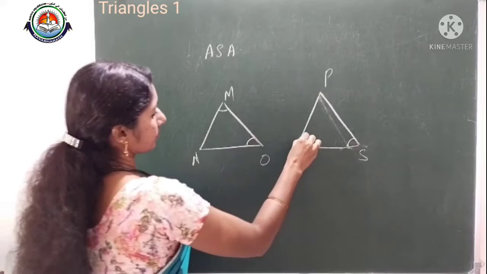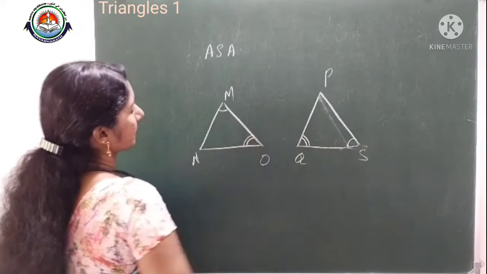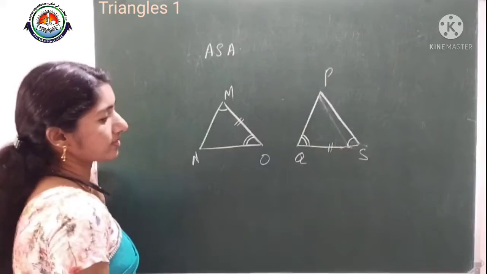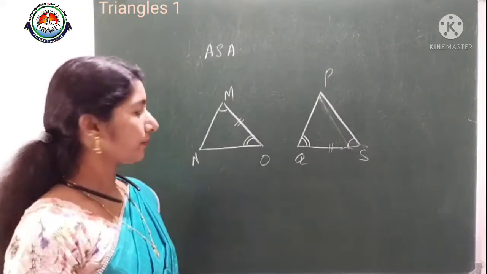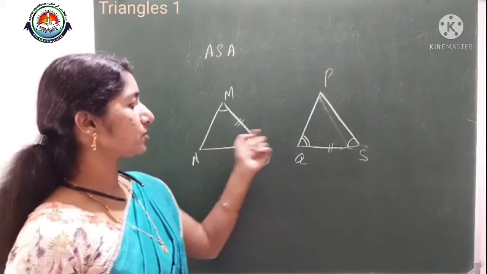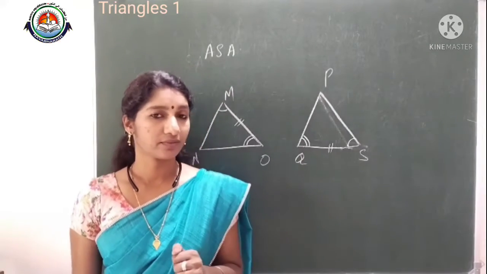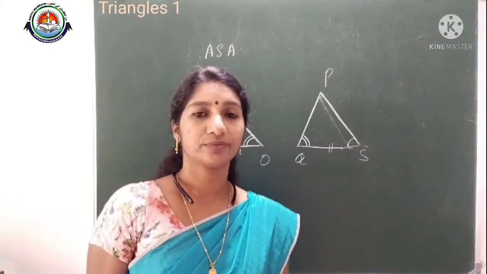Angle O is equal to angle Q, and this side is equal to this side: MO is equal to QS. Then we can say these two triangles are congruent. Its proof is explained in the textbook. I am not giving the proof now; we just go through it.